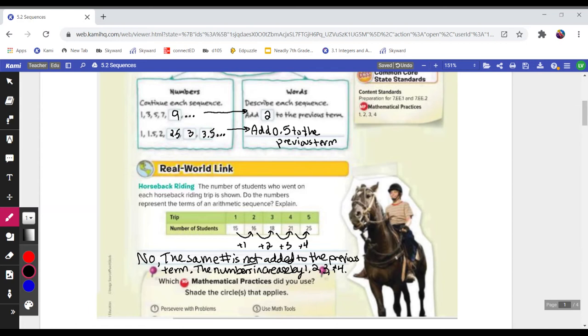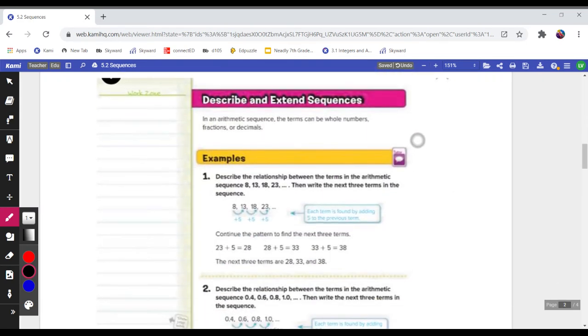We are going to describe and extend our sequences. So in an arithmetic sequence, the terms can be whole numbers, fractions, or decimals. So let's look at some examples. Number 1, we're going to describe the relationship between the terms in the arithmetic sequence 8, 13, 18, 23. So I'm going to show my work to the left. 8, 13, 18, 23. To get from 8 to 13, I add 5. To get from 13 to 18, I add 5. 18 to 23, I add 5.